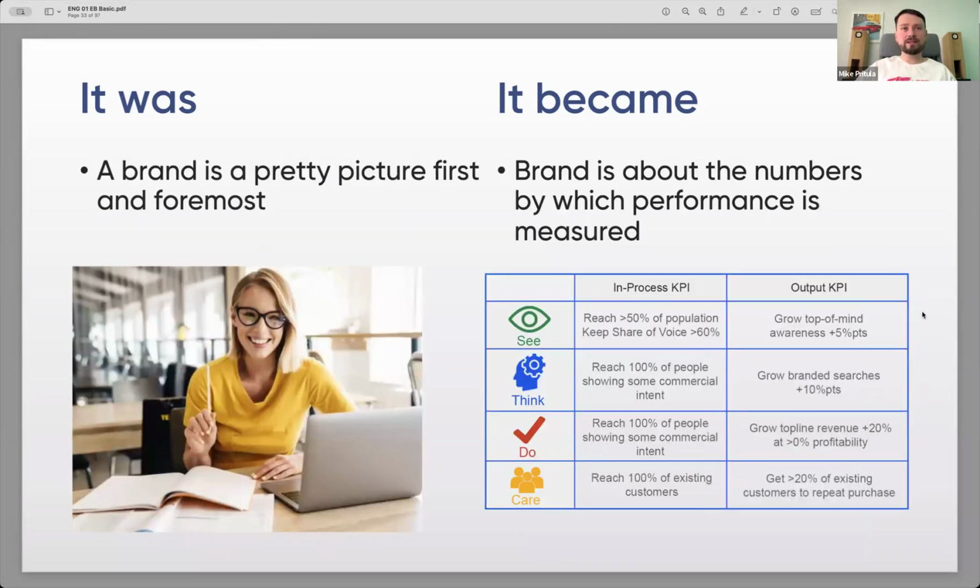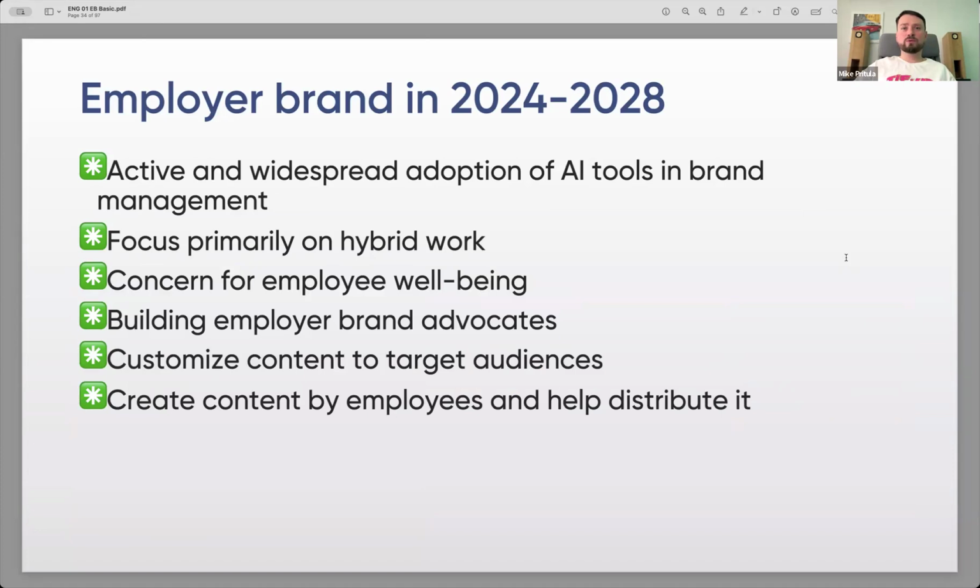It was a brand is a pretty picture first and foremost, and it became brand is about the numbers by which performance is measured. So it's not just about the image. Of course, image is important, and we will be talking about the image, but it's also about the numbers, like all these KPIs. So what we expect from employer brand nowadays and in the upcoming years?